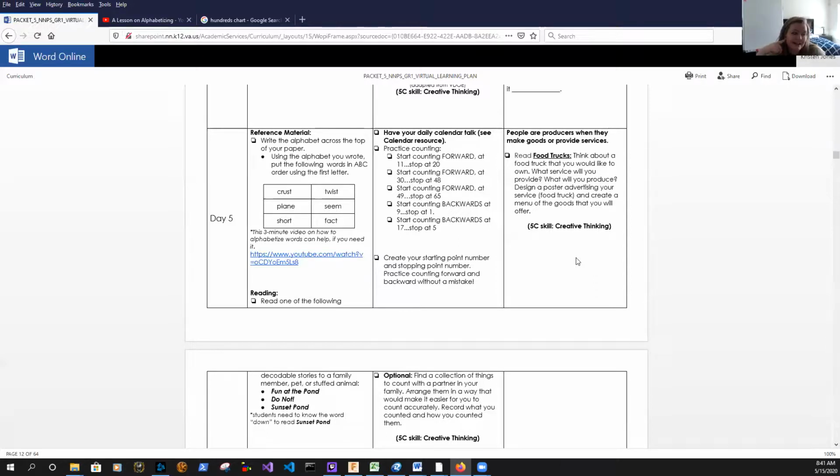What are you selling? Design a poster advertising your service. So the food truck. You need to make a poster that tells all about your food truck and what you're producing and what service you're providing. Create a menu of the goods that you will offer. So you also need to create your own menu with the goods that you are selling.